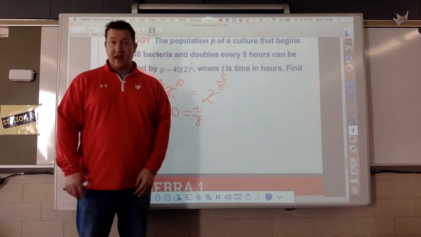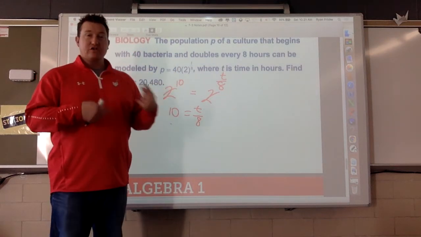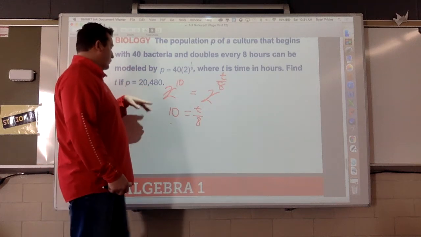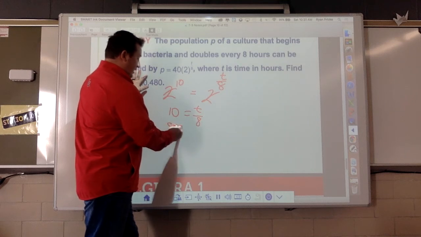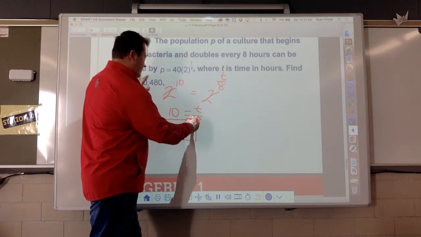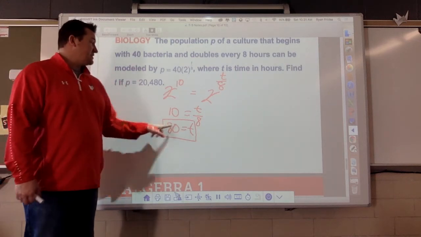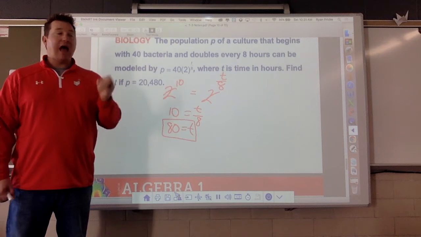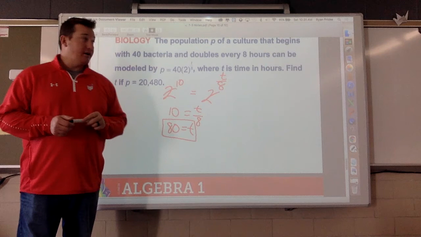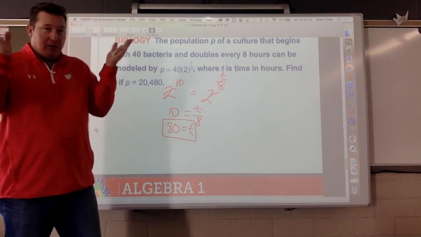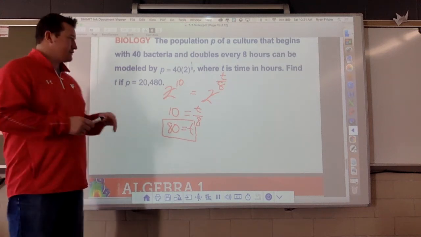Getting to this step is not easy, right? We had to divide by 40 and then guess and check to figure out what power of 2 was 1,024. Right here, I'm just going to multiply by 8. 80 equals t. There you go. So find t, that's what we just did. So t is 80. That means after 80 hours, the population of that bacteria, whatever culture it's in, is 20,480. That's kind of gross.